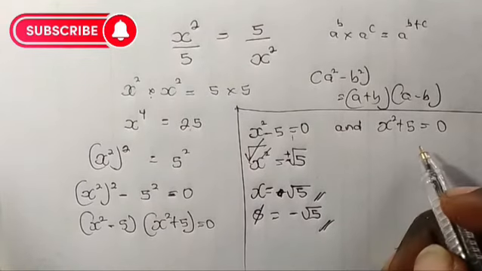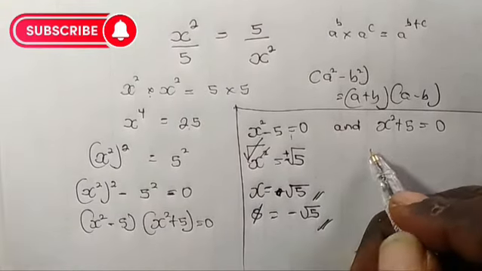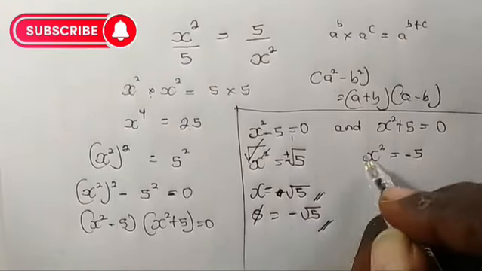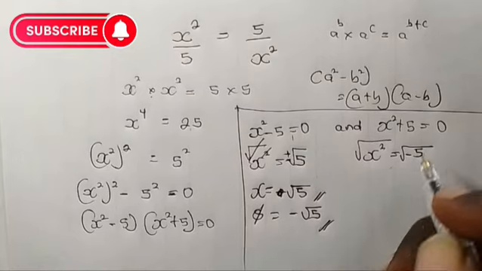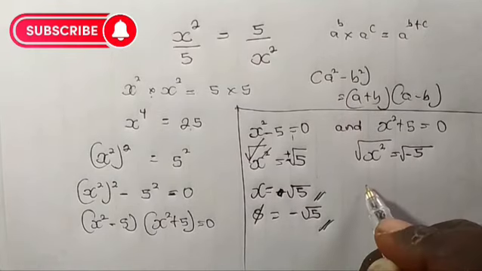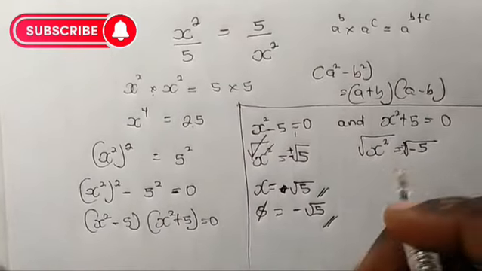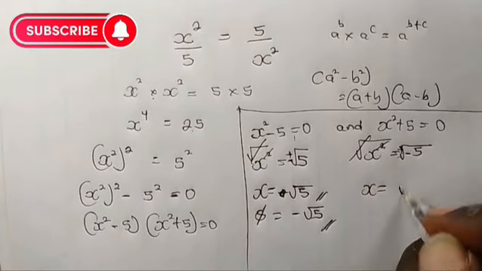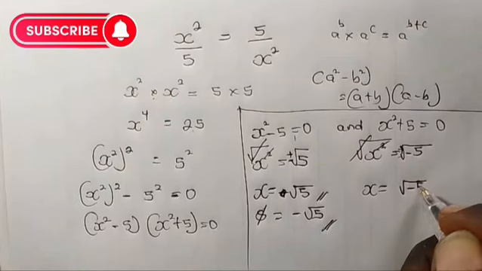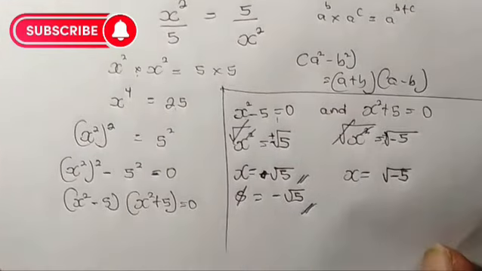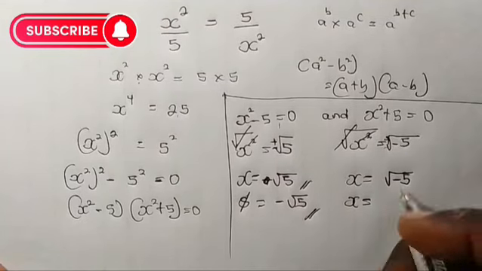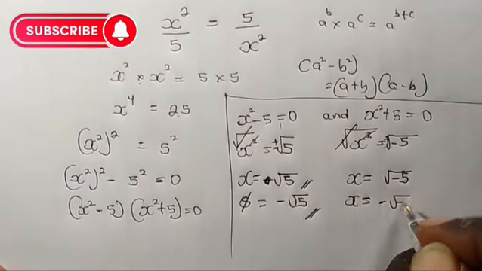Now let's move to this part now. When you collect like terms, you are going to have x squared is equal to negative 5. So when you take the root of both sides, we are going to have the sign which is plus or minus, right? So this cancels out this, we have x equal to root of negative 5. Don't forget, and also x equal to minus the root of negative 5.